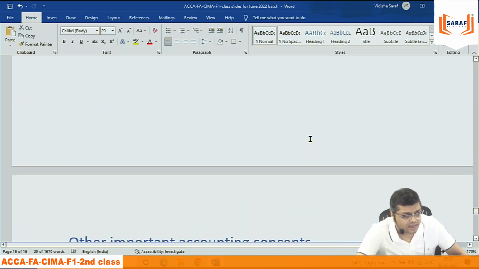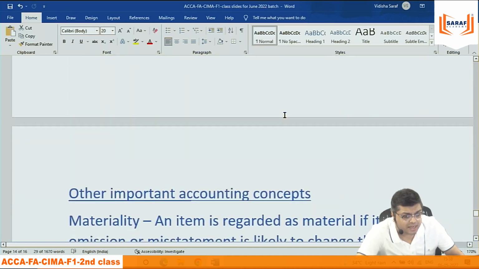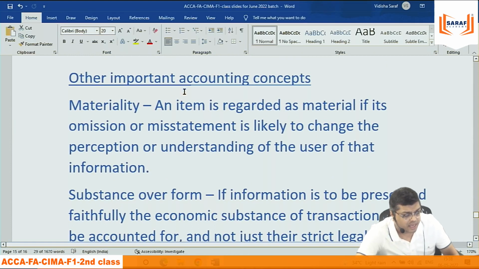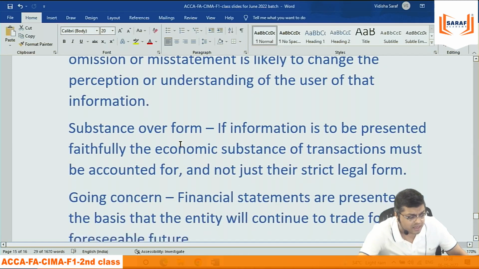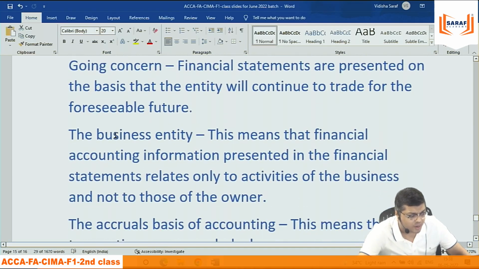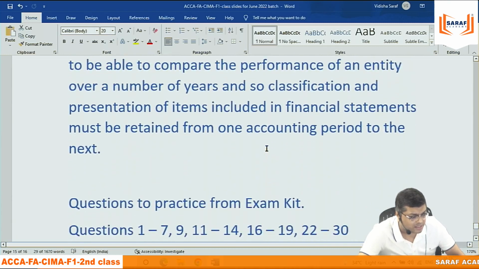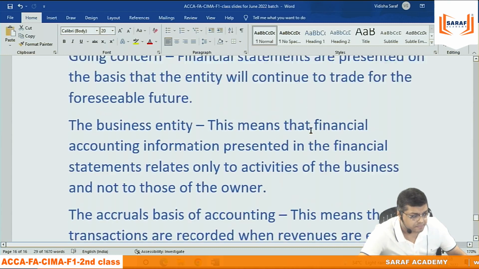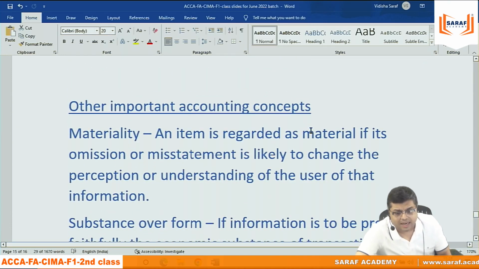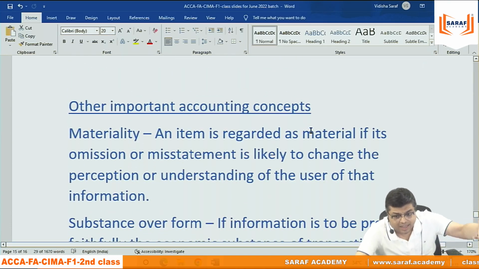And then you can say, other than these fundamental and enhancing characteristics, there is something called other important accounting concepts, which are not an exhaustive list. Materiality, substance over form, going concern, business entity, accrual basis, prudence, consistency. One by one. Materiality. As I said earlier, relevance.